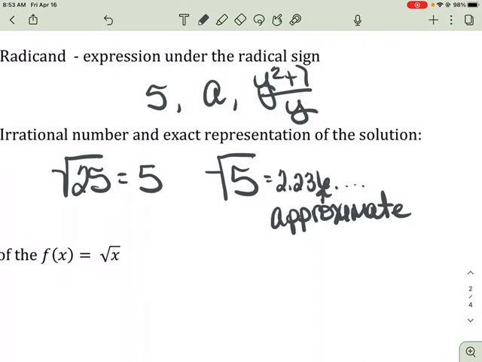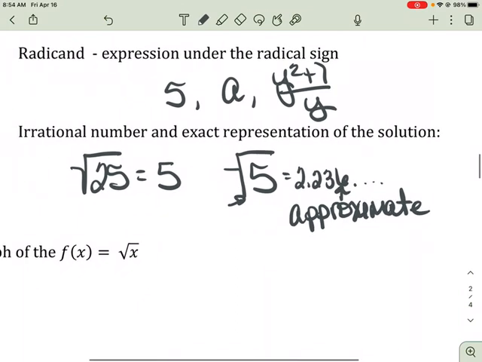Okay, the decimal. This is the exact solution. So when it's not a perfect square, we're going to want to leave it as the square root of 5, or the square root of 3, or the square root of 7, or the square root of 21. You're not going to want to find the decimal form, because we're going beyond the approximate solutions and going for an exact representation of the solution.